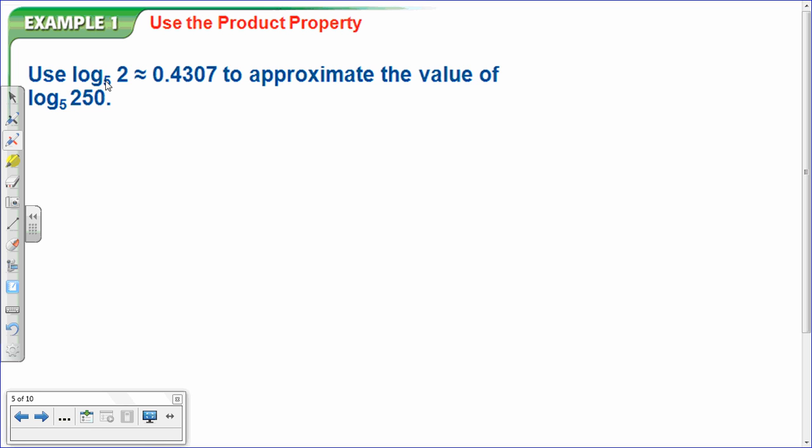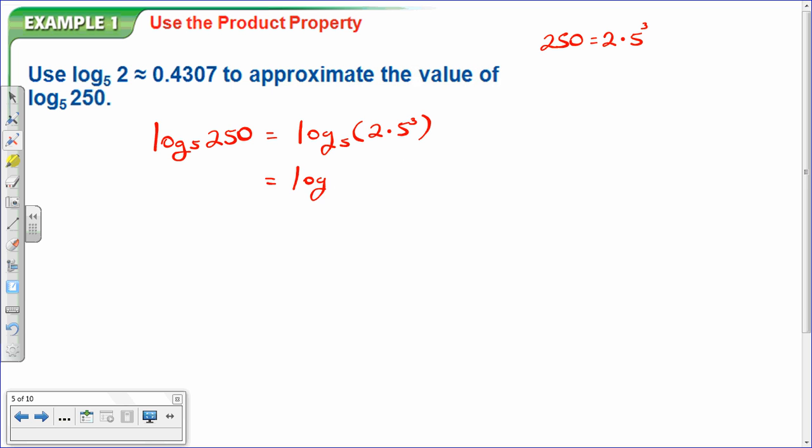We've been given that log base 5 of 2 is approximately this number. We want to find log base 5 of 250. Now, 250 is actually 2 times 125, which is 5 to the third power. So this is the same as saying log base 5 of 2 times 5 to the third power. If we break that apart now, that's the same as saying log base 5 of 2 plus log base 5 of 5 to the third power.